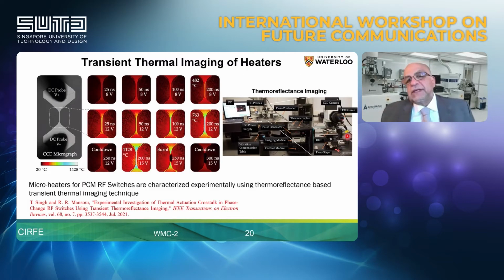Now, what's interesting as well, people wonder about the heating aspect. What happens when you have a device and you heat it? Because really the temperature goes so high when you apply a pulse to the microheater to switch the material from one state to another. So we have a thermal imaging device at the University of Waterloo, which allows us to optimize the heater performance and the junction performance as well. So we can measure really what's happening in the heater as we increase the power or the pulse widths and the voltages.